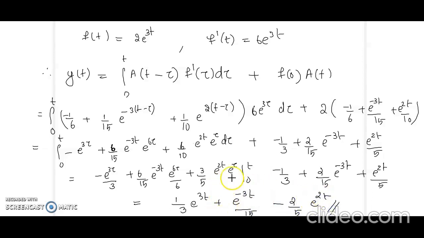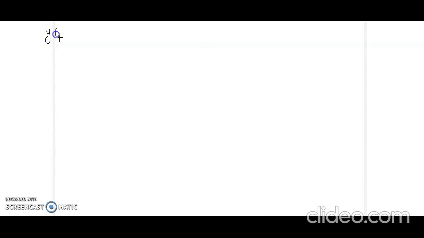So please do the intermediate steps. So therefore we are going to get y of t as e raised to 3t by 3 plus e raised to minus 3t by 15 minus 2 by 5 e raised to 2t.